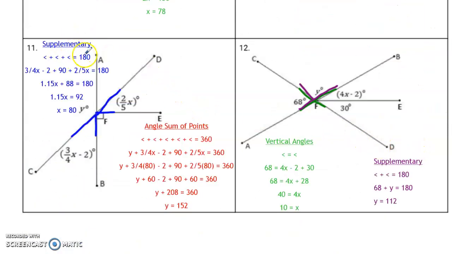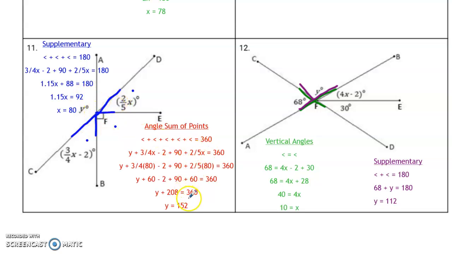For number 11, I hope by now you're figuring this out. Supplementary means angles along a line. So here, here, and here, there are three angles along a line. Add them together, equal 180. The last part of this question asked us to do angle sum of points, because all of the angles around this point here are equal to 360.